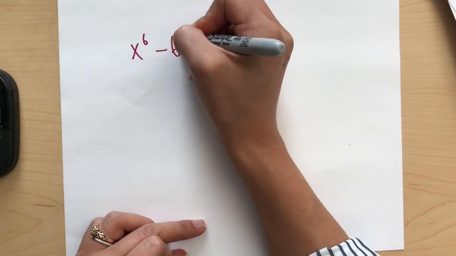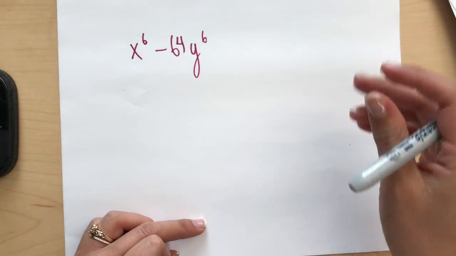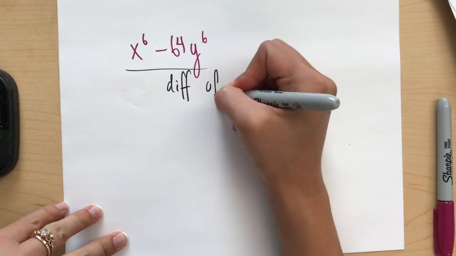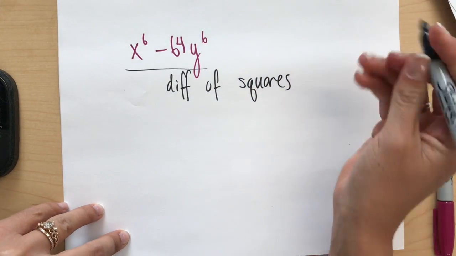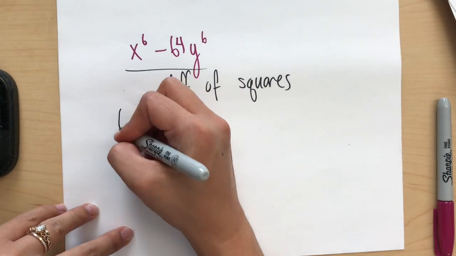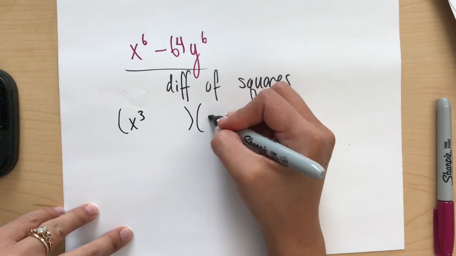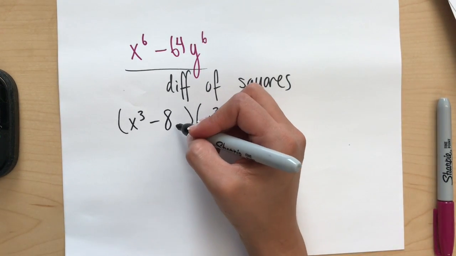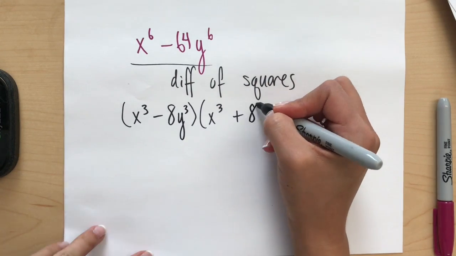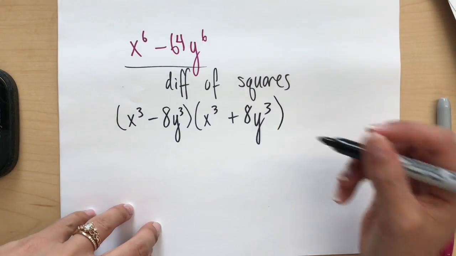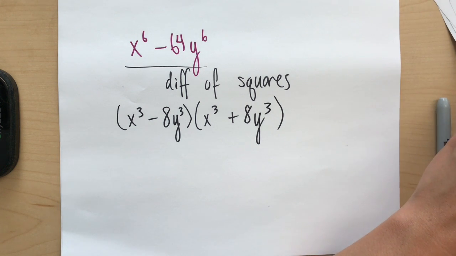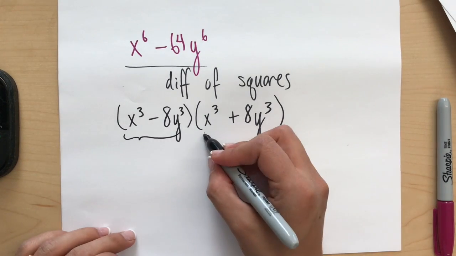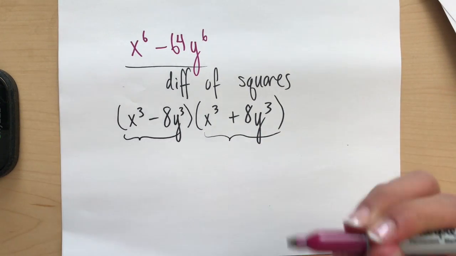Okay, let's try another one. This one's going to be slightly different. So I have x to the 6th power minus 64y to the 6th power. Okay, this is a difference of squares. So that means I can factor it into the form of x cubed and x cubed as my first terms, one is minus, one is plus, and then I have 8y cubed and 8y cubed. But then I can factor this again because I have a difference of cubes and a sum of cubes. The first one is a difference of cubes, the second one is a sum of cubes, and I have formulas for those.